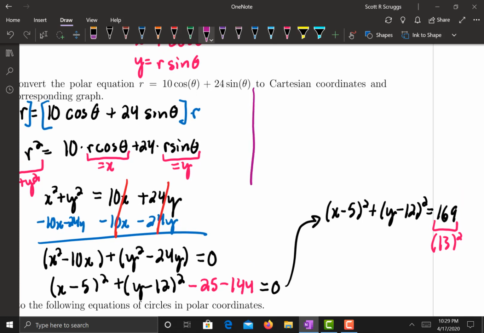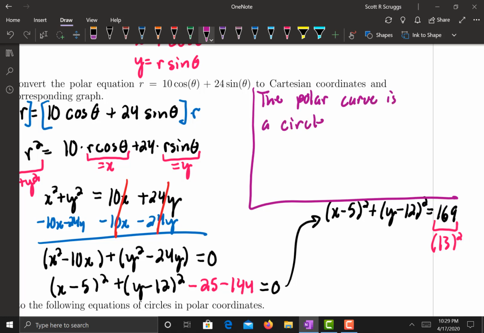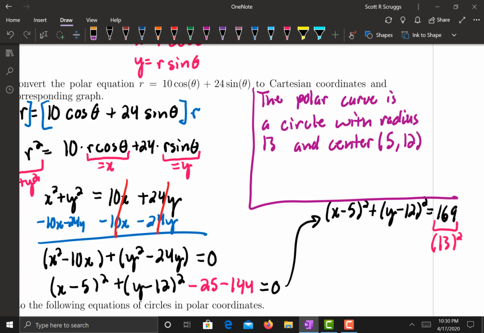So this curve tells me that the polar curve is a circle with radius of 13 and center 5, 12. And there's our description of that curve.